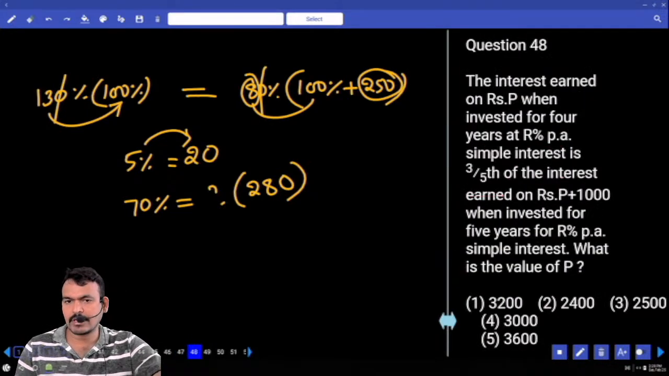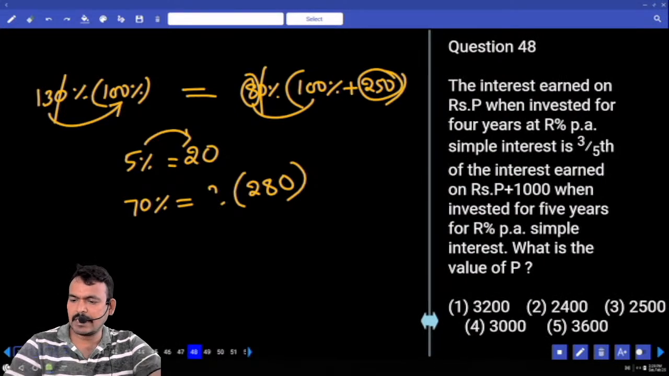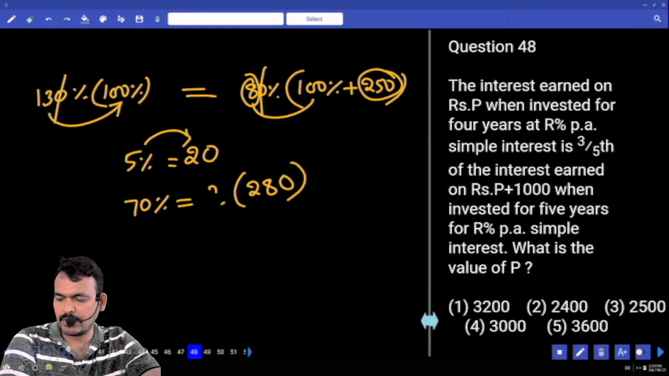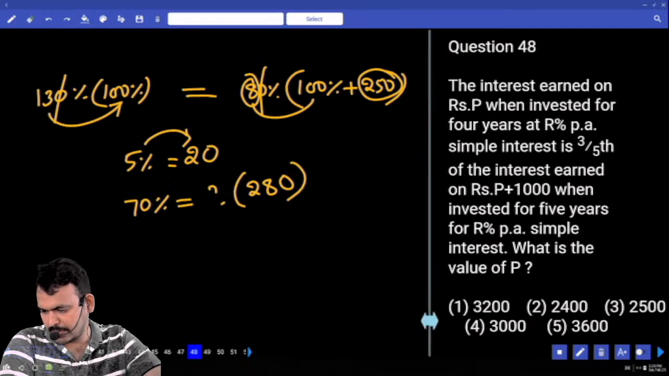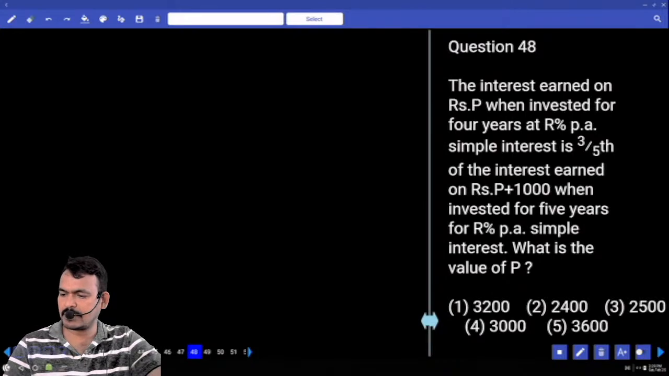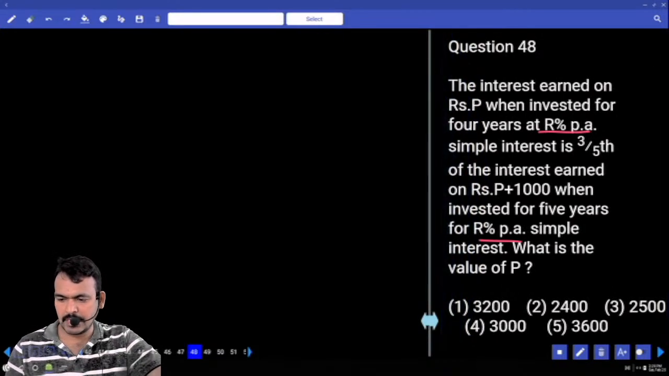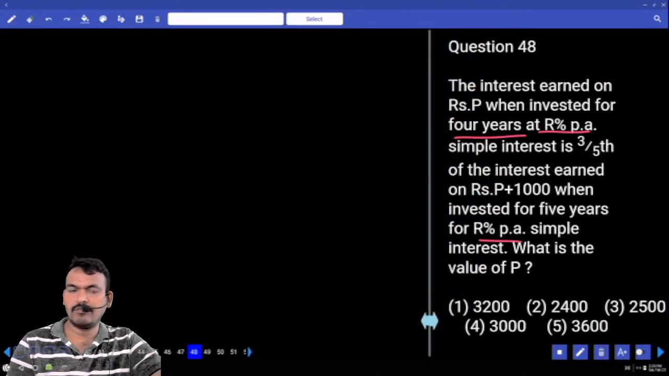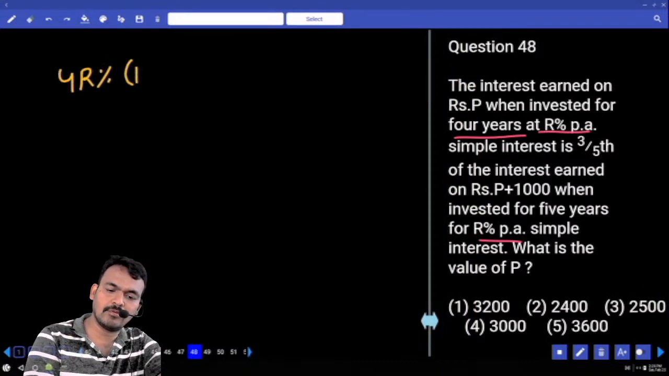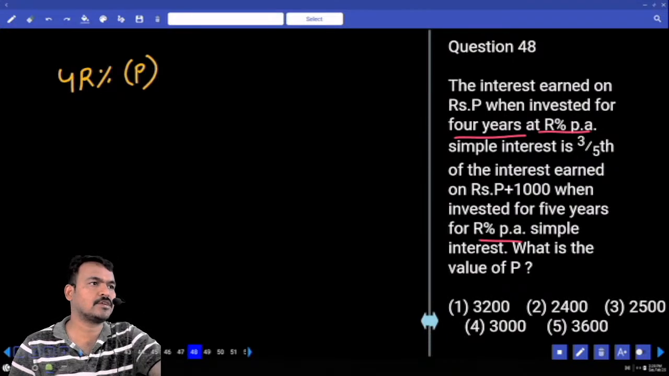Next question number 48. The interest earned on P when invested for 4 years at R% per annum simple interest is 3/5 of the interest earned on P plus 1000 rupees when invested for 5 years at R% per annum simple interest. What is the value of P? In both cases the rate percent is the same. First case is 4 years, so the interest is 4R% of P. It is the interest on the first part.